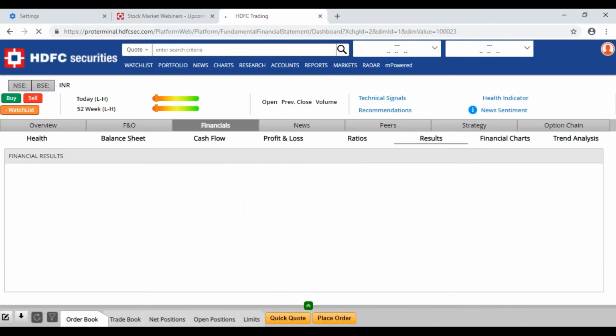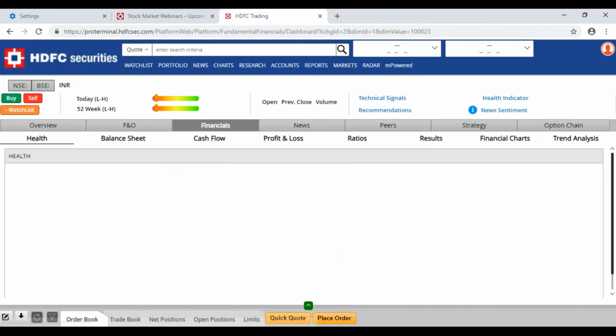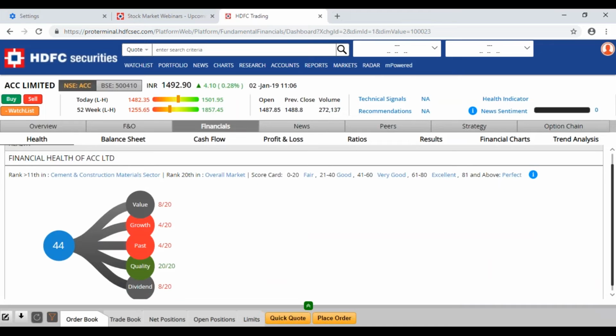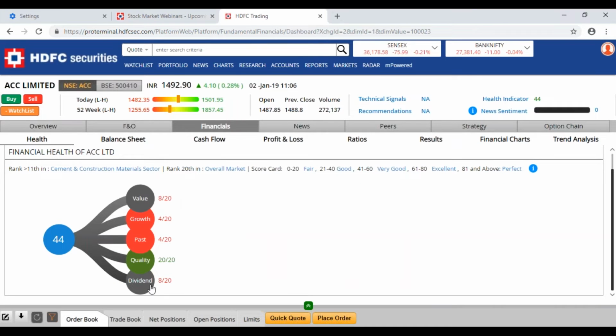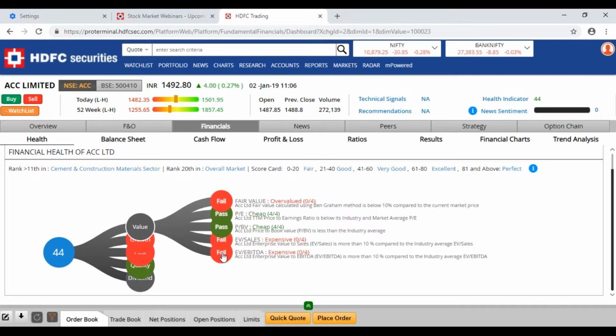And here you can see the first option as health. You click on it and you will see that on 5 fundamental parameters, that is value, growth, past, quality and dividend, it has been rated as 44. Right, and the moment you click on any of them, the further 5 parameters will get open where it has been qualified or where it has been not qualified.